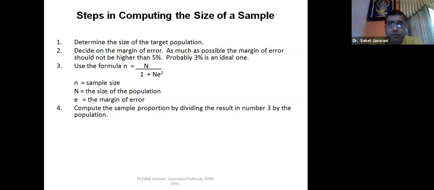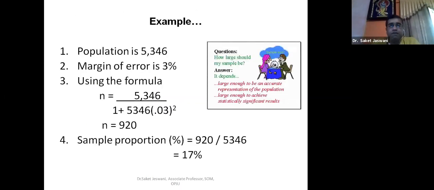So here, if we have considered a 3% level of error, we have calculated the sample size. Population is 5346, margin of error is 3%. So we have calculated, and the minimum sample size we received from the formula is 920. So your sample should not go below 920. It should be above 920 always. Okay. So there are various other formulas and calculators available on the internet to calculate the minimum sample sizes.